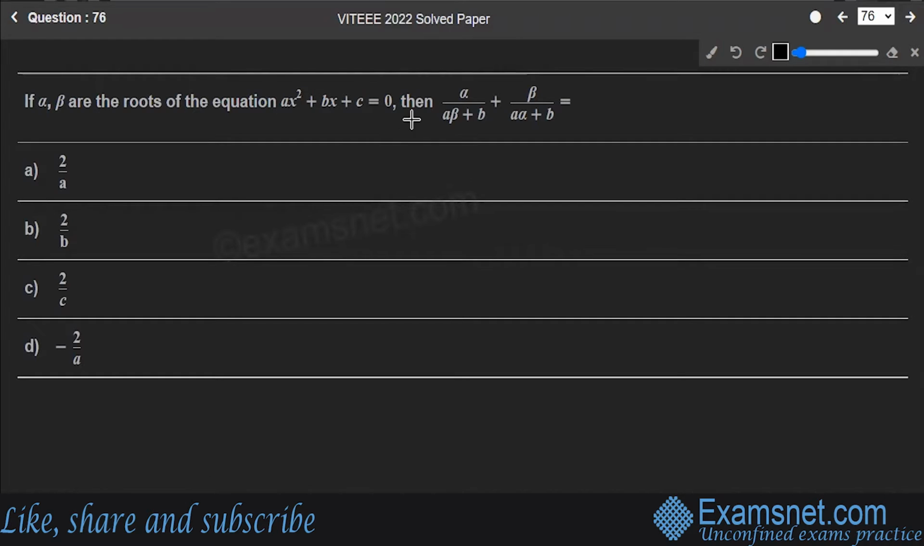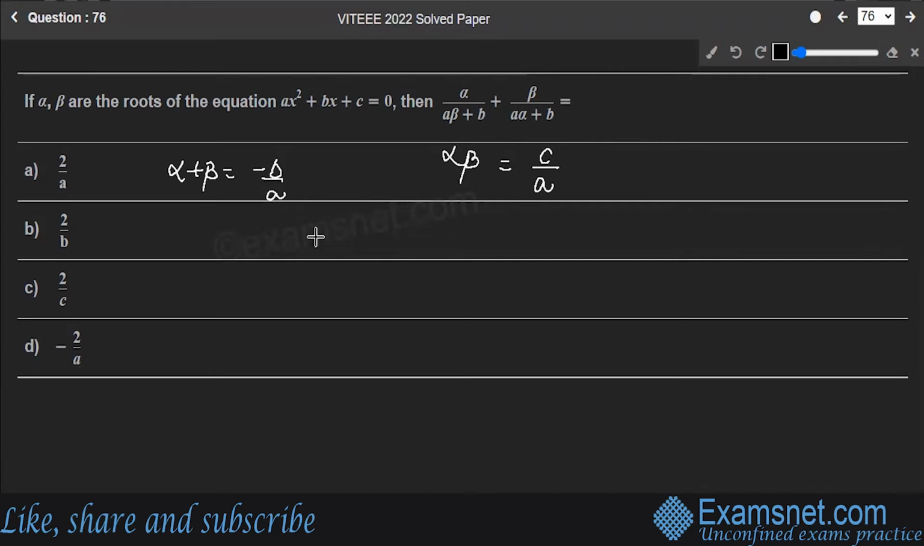If alpha and beta are the roots of this equation, then alpha upon (A into beta plus B) plus beta upon (A into alpha plus B) is equal to what? Okay, so now you are given that alpha and beta are the roots. You know one thing: the sum of the roots is equal to minus B upon A, and the product of the roots is given by C upon A.